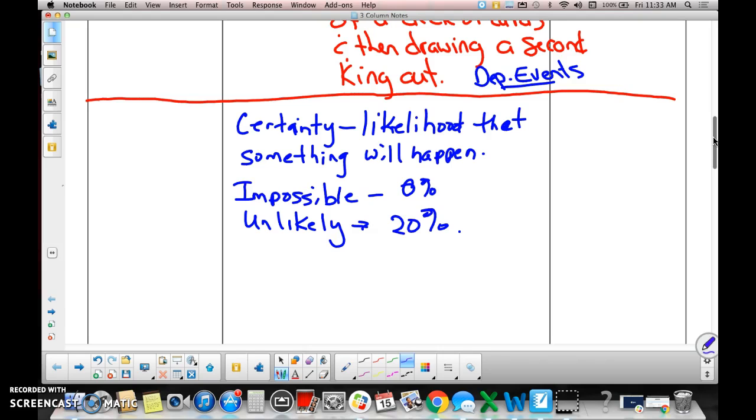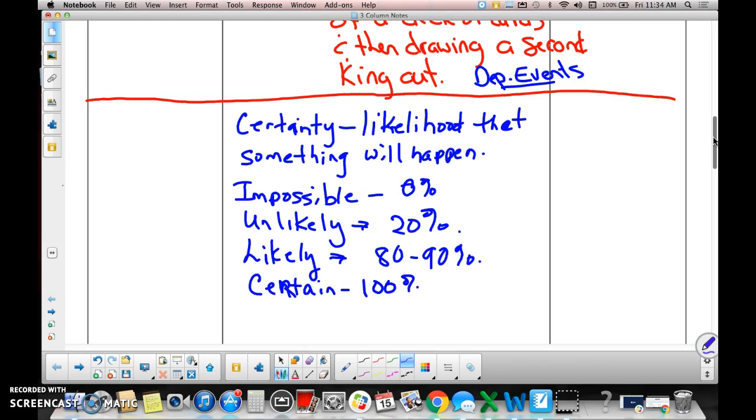What's the next vocabulary word? Likely. And what's the possibility of something that is likely? A very big chance, like 80 or 90% chance. And the last one is certain. And if something is certain, what's the possibility that it's going to happen? 100% chance. So, do we have time for an example?